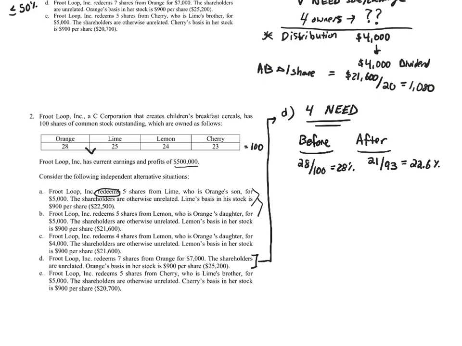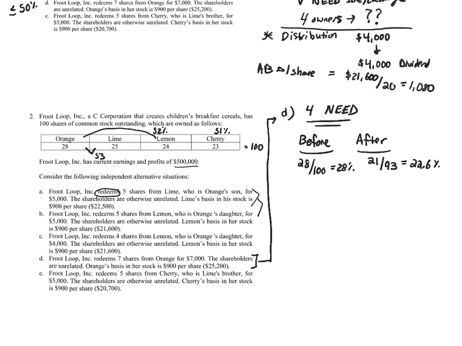So if Orange and Lime are together, 28 plus 20 plus 25 is 53. Orange and Lemon is 52. And then Orange and Cherry is 51. So if Orange teams up with just one owner, those two control the corporation. Going back to our decision, right? Retail versus online. If Orange could persuade just one owner, doesn't even need two or the three other ones, just one, Orange will control with that person.